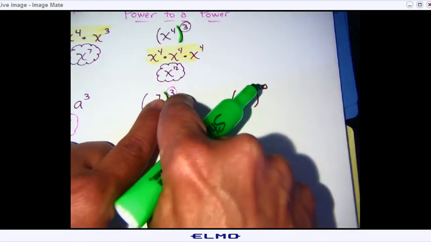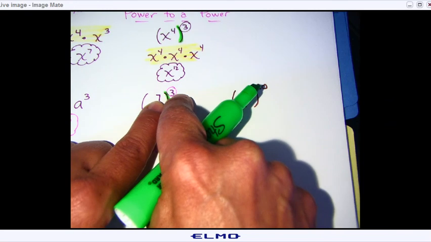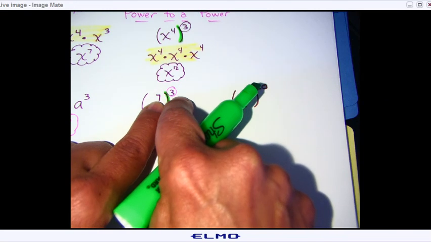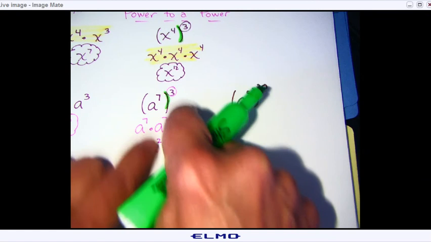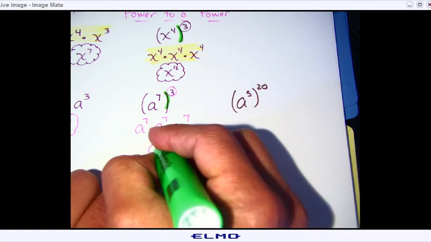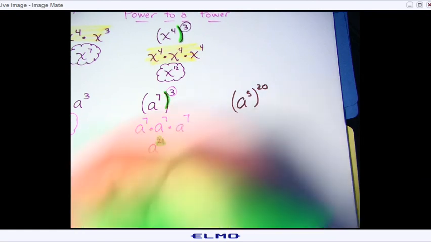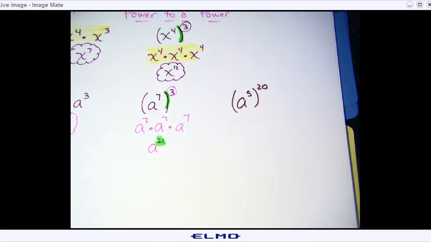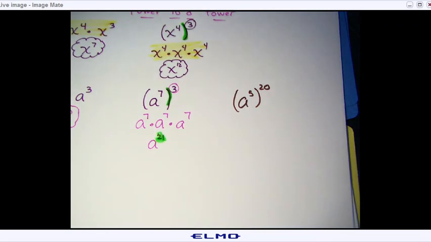7 parentheses to the power of 3. Okay, it has to be a power to a power. 7 times 3 is 21. Let's see. Yeah, it works. It works for 2. Then what's the answer for this one?